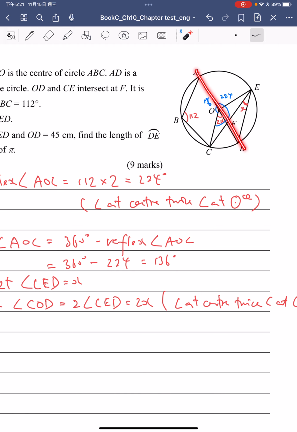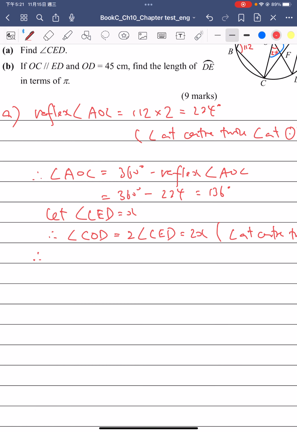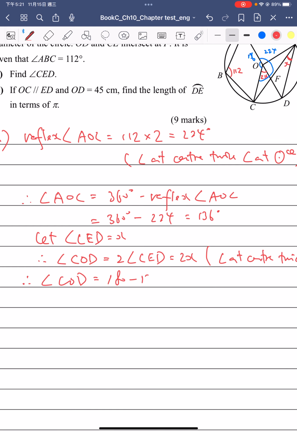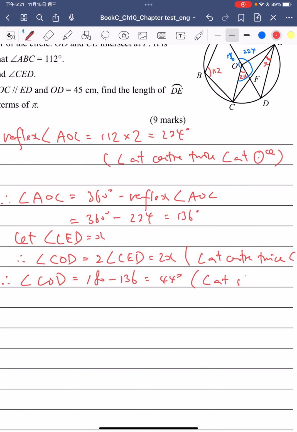Then on this straight line AOD, we can say that 2x is equal to 180 minus 136. So angle COD is equal to 180 minus 136, which is 44 degrees, by using the angle at a straight line. Then 2x is equal to 44 degrees, which means x is equal to 22. X is actually CED, so the angle CED is equal to 22 degrees.